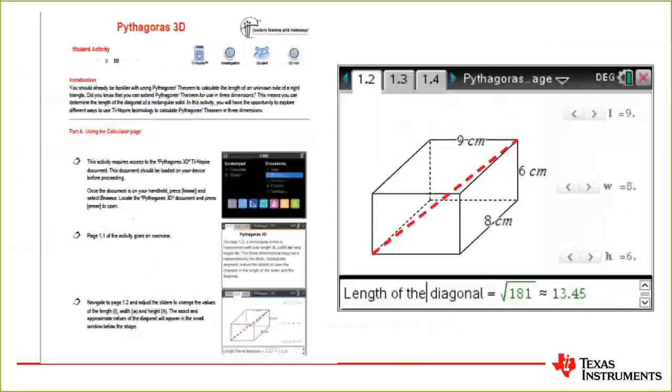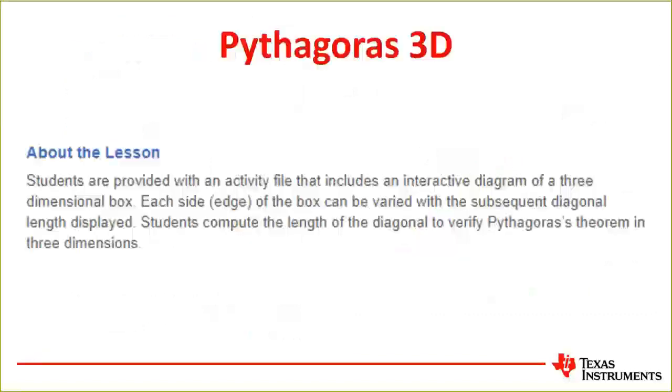The components of the activity consist of a student's worksheet, teacher notes, and also an accompanying TNS or TI-nspire file. The thrust of this particular lesson is that students are provided with a TNS file that includes an interactive diagram of a three-dimensional box. Each side or edge of the box can be varied with the subsequent diagonal lengths displayed.